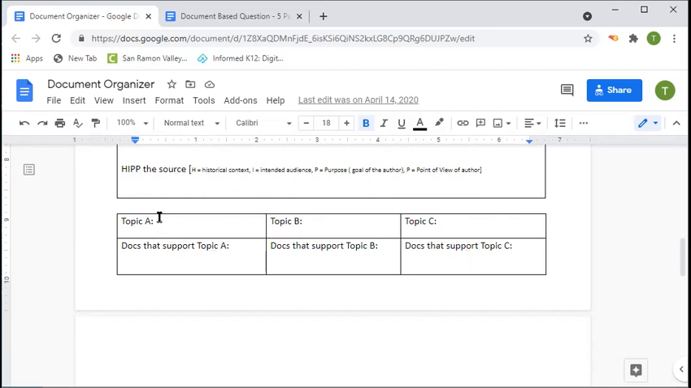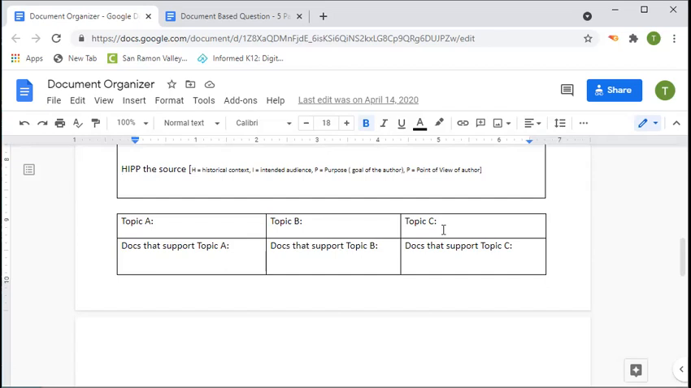So you would put women working in the industrial factories, and then you'd put which documents apply to that. That'd be like document 1 and document 3, for example, right? Then topic B would say, women who worked in the military, right? Women who were nurses or secretaries in the military during World War II. So you'd put women in the military and say, okay, that's document 2 and document 6 or whatever, right?